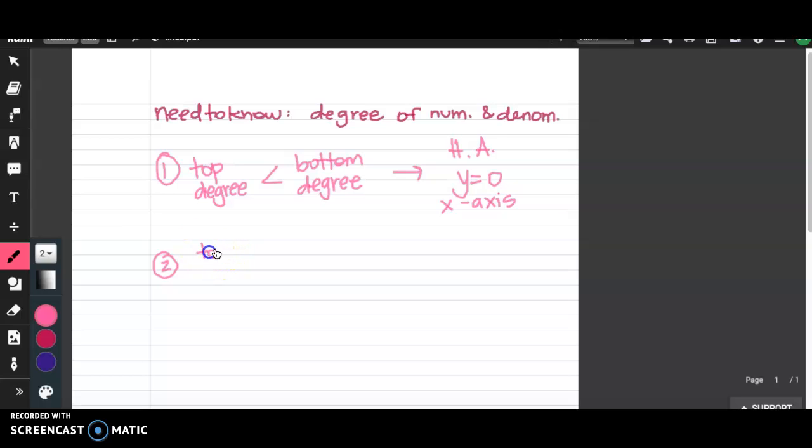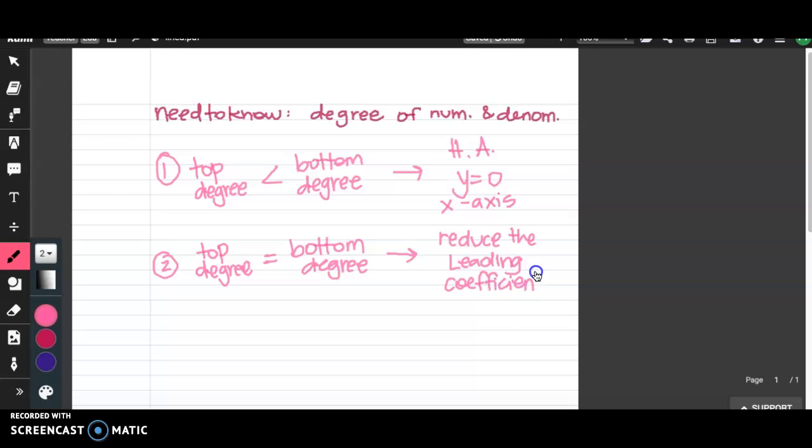Maybe they're equal. Maybe the top degree is equal to the bottom degree. If that happens, then we have to reduce the leading coefficients. And I'll show you some examples on the homework in a second. I just want to give you something that you can write down.